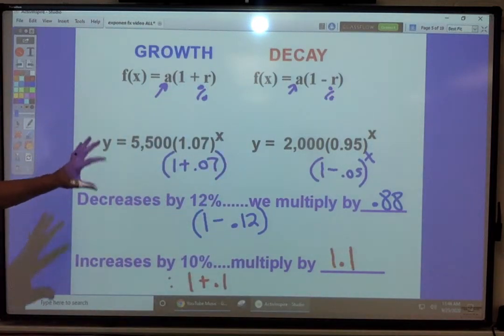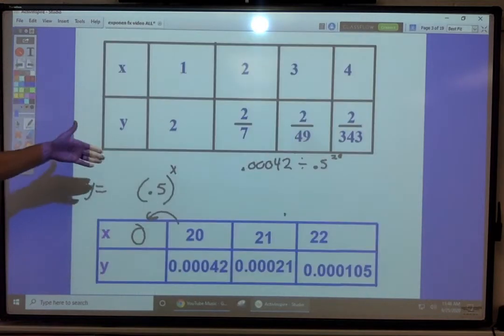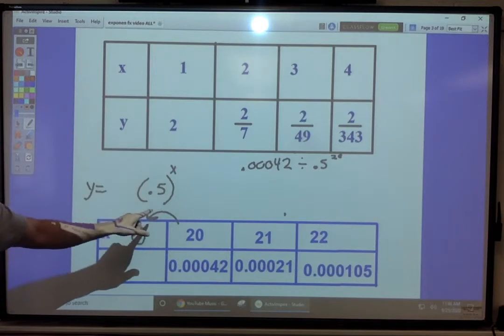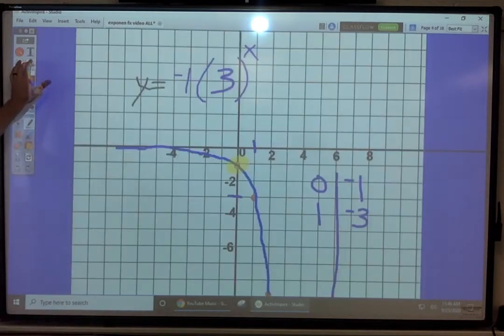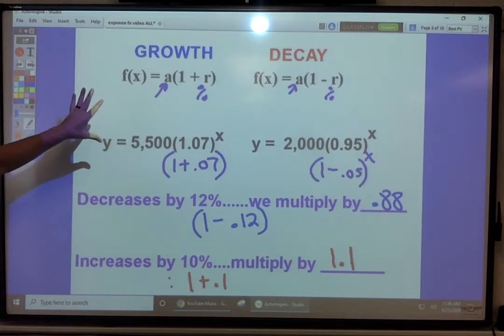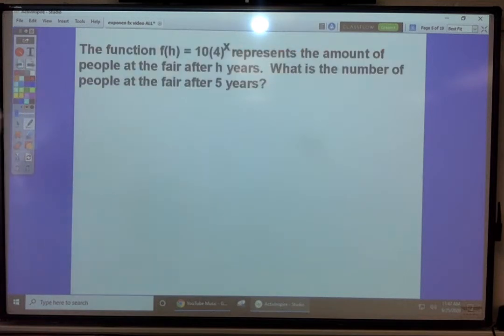So we're going to use this more for word problems than a table or graph, because once in a table, when you divide it, that is the number. There's no need for a 1 plus or 1 minus. That's what we're multiplying by. Here, in a word problem situation, they're going to tell us how much it's increasing using percents.